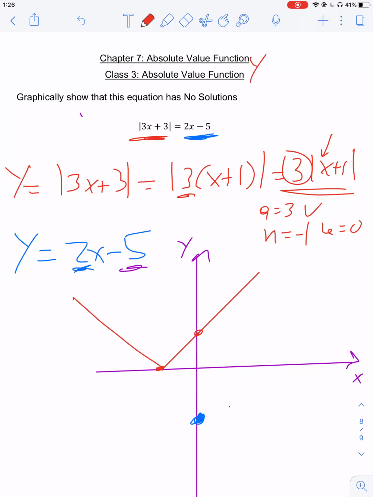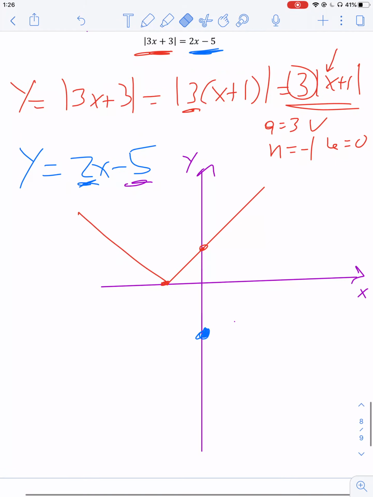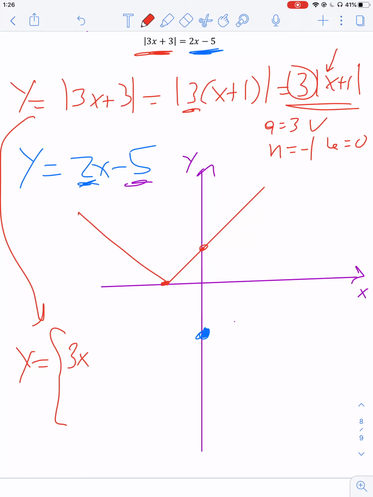This would equal y equals... or let's just do it down here actually. So if I were to write this in piecewise notation, y will just equal 3x plus 3 if 3x plus 3 is greater than or equal to 0. So you can think of this as your slope.